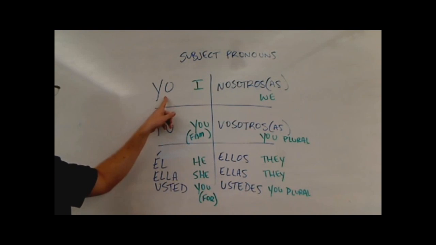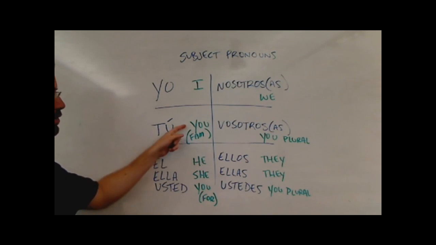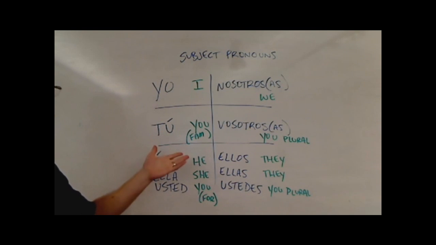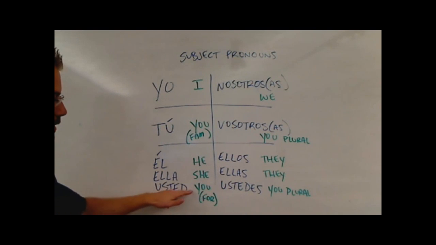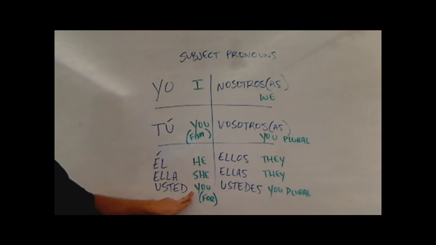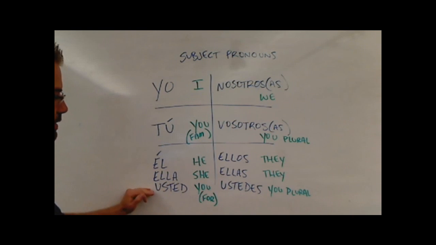So starting here, yo means I, tú means you, and that's for familiar, like if you're talking to your buddy or someone in your family and you wanted to say you to them, you'd use tú. Down here we have él, which means he, ella, which is she, and usted, which also means you, but it's the formal you. Earlier you learned how to say how are you formally, and that was ¿Cómo está usted? So that's what this is.